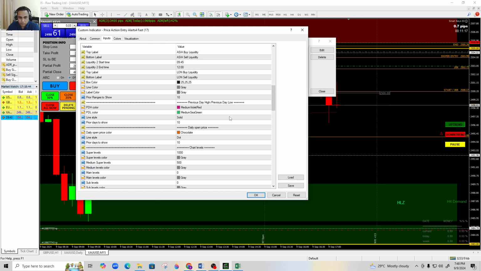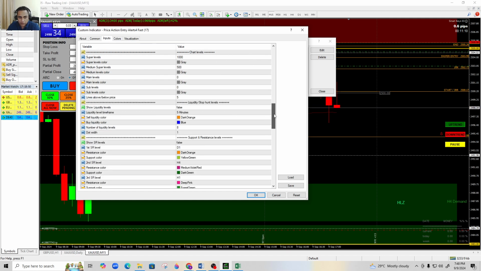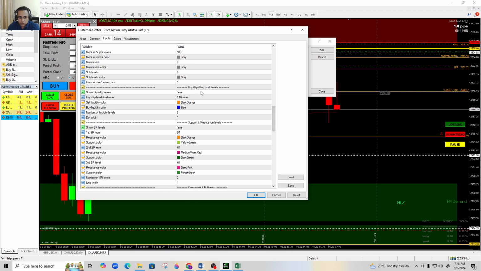Then previous day high, previous day low. We got daily open, we got chart levels, we spoke about that. Liquidity and stop hunt levels. Again, look at the user manual, it shows you how price goes higher up above to grab liquidity to go down. You can use that. When you switch it on, you'll see how it works, and the user manual explains how it works. Again, I don't use that, so it's set to false.